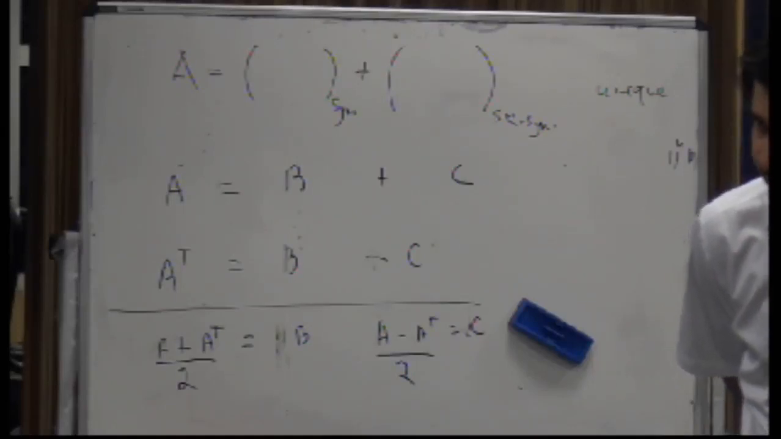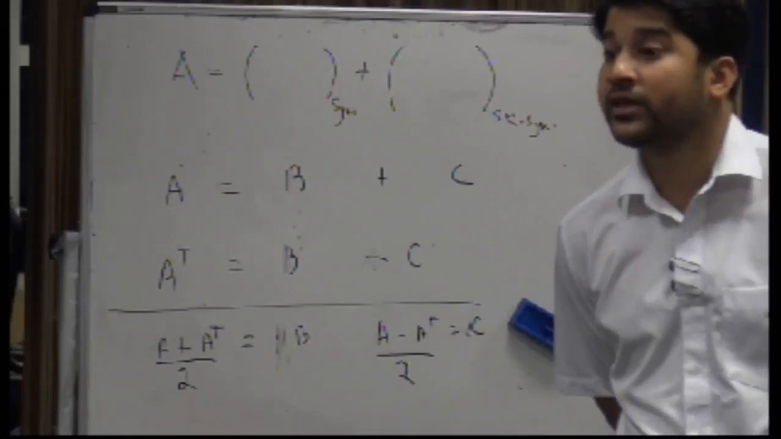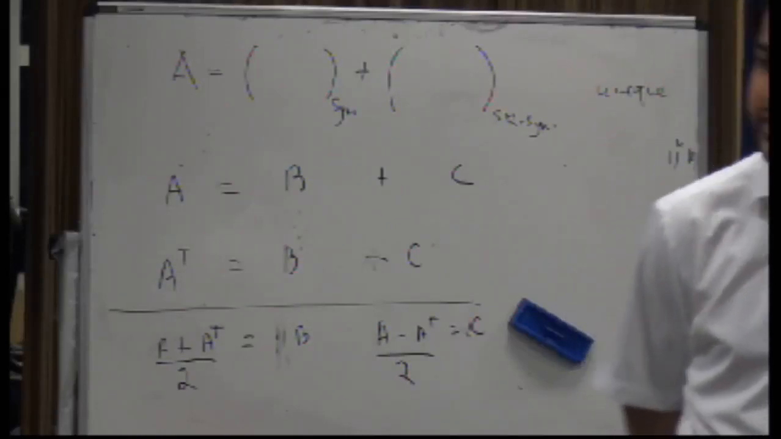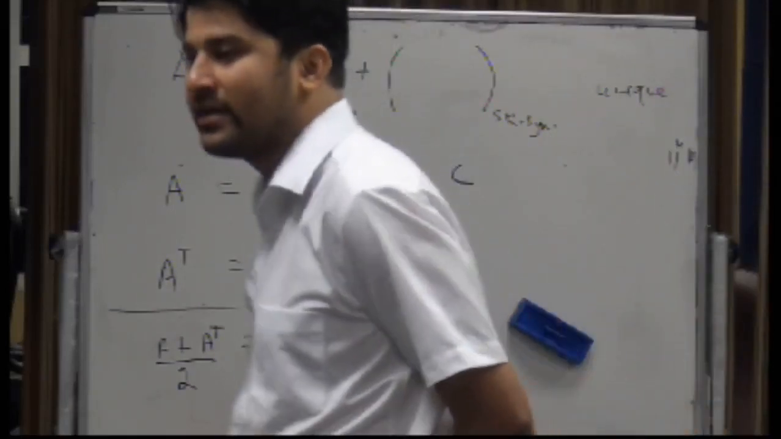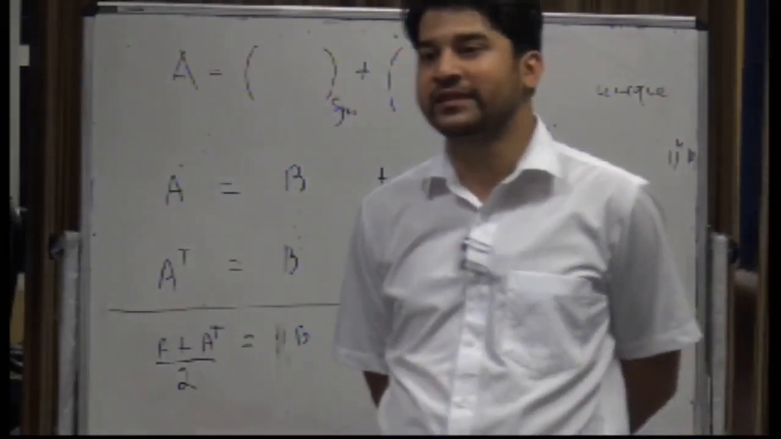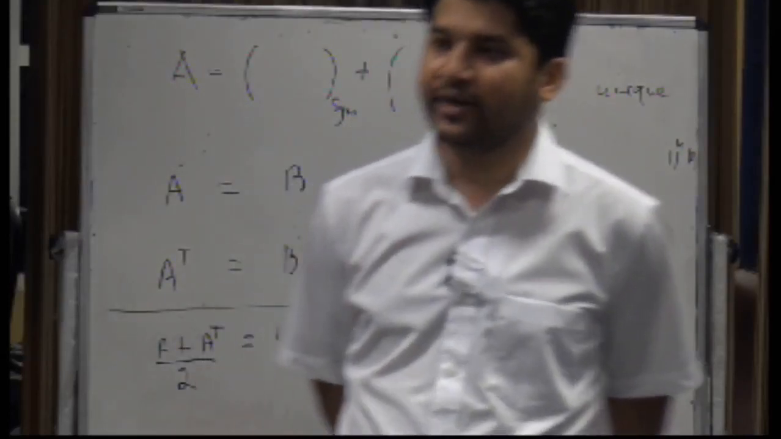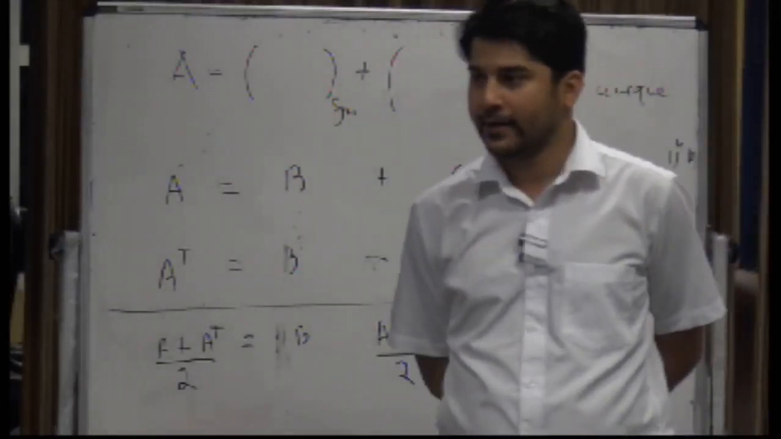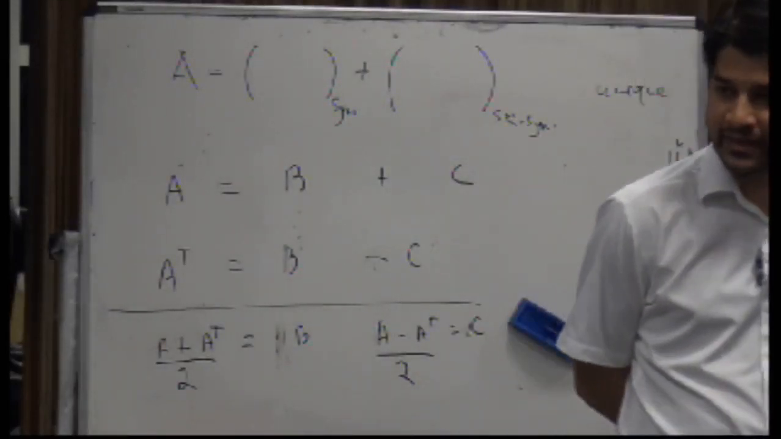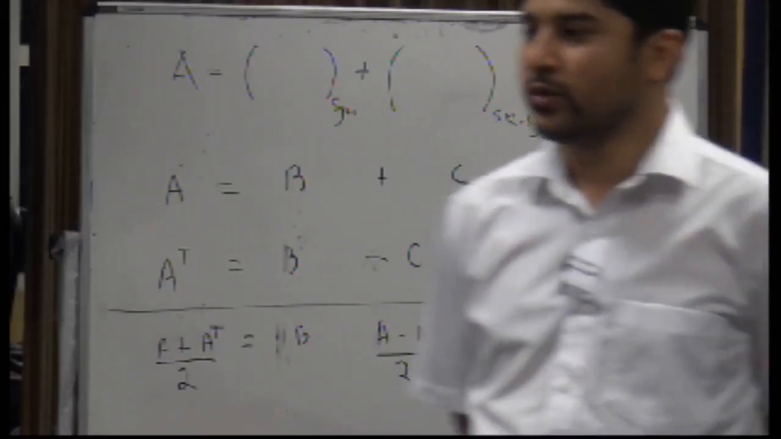What can I say about A and B? They are commutative. So a matrix and its inverse, if the inverse exists, are commutative in nature, and A into A inverse is equal to A inverse into A is equal to I. But sometimes we see that the inverse doesn't exist.